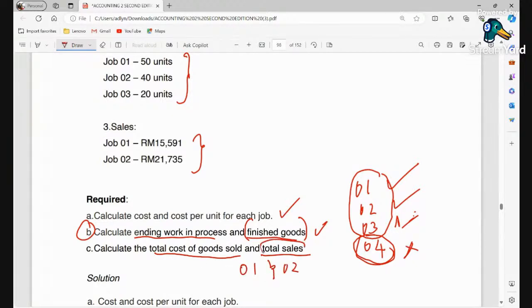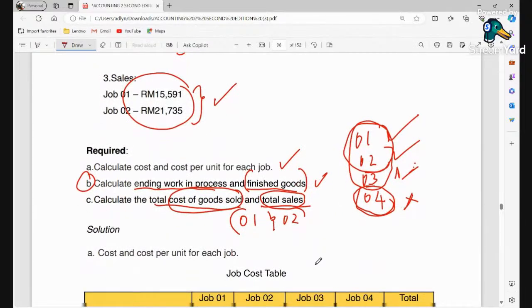Kalau nak kira total sales tak ada masalah. Terus campur yang ni, sebab already given in the question, sales tu ialah 15,591 and 21,735. Tapi kalau nak kira cost of goods sold, that means saya kena kira 01 and 02 menggunakan harga cost. That means harga ni saya dapat daripada job cost table. Okay, so it's a different amount, alright?